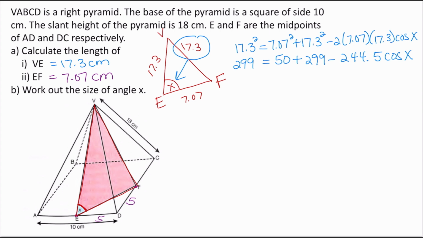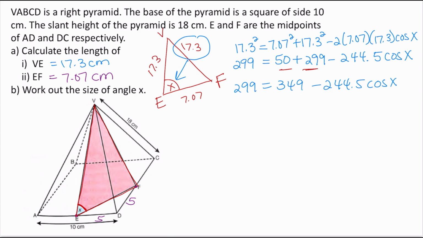So one of the biggest mistakes that I have seen is that students want to add these two numbers and subtract this number. You can't do that. Now, you can add 50 plus 299. So you get 299 is equal to 349 minus 244.5 cosine of x. Do not, I repeat, do not subtract these two numbers. You're going to get the answer wrong.